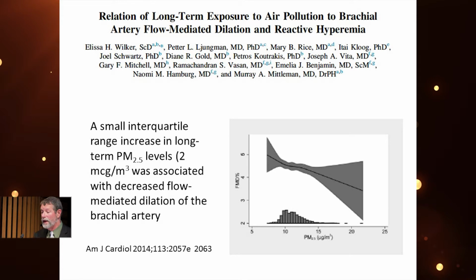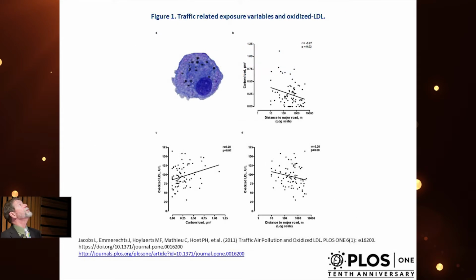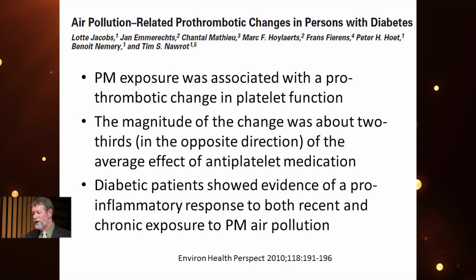This is a study showing that the bad cholesterol, the low-density lipoproteins, are increased when there's increased exposure to PM2.5, specifically black carbon. This study from Belgium, they actually had people expectorate sputum and looked at their macrophages and showed that the carbon loading correlated with low-density lipoprotein levels. From the same group, they've studied prothrombotic changes in persons with diabetes, and there was an effect on platelet function, platelets being the cellular component of clot, and the magnitude was big. It was as much as 2/3 of the effect of the antiplatelet medications that patients with cardiovascular disease take to prevent MI and stroke.